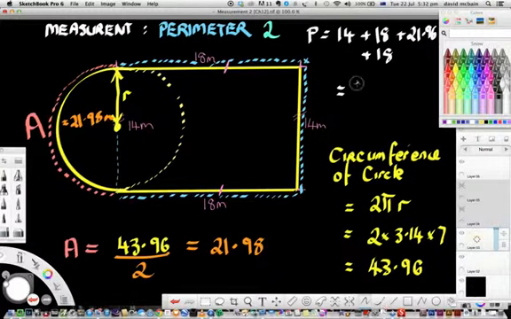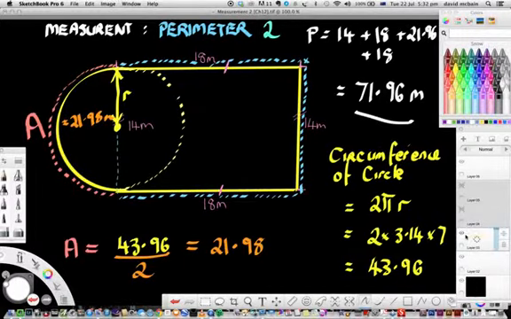So 71.96. And these distances are all in meters, so it's going to be in meters. So the perimeter of our shape around the outside of our shape here is 71.96 meters. Okay, our next example.